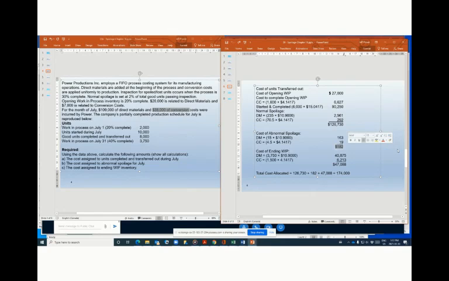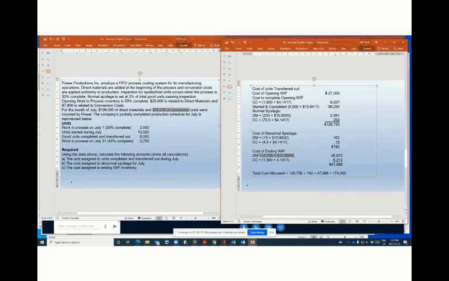And then just to prove to myself what ending work in process would be valued at, I've got the equivalent units of direct materials valued at $40,875. And then I've got the value of the conversion costs that are still in the work in process. 40% done, right? So that's why the 1,500 equivalent units. What do you think? We good?